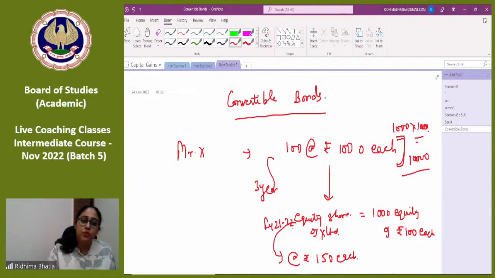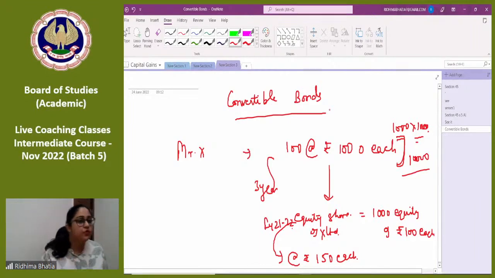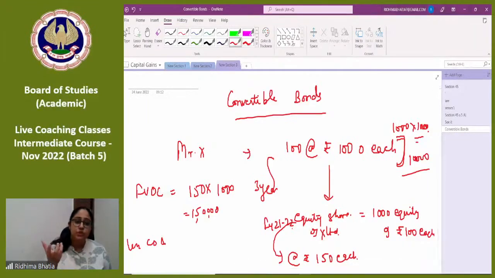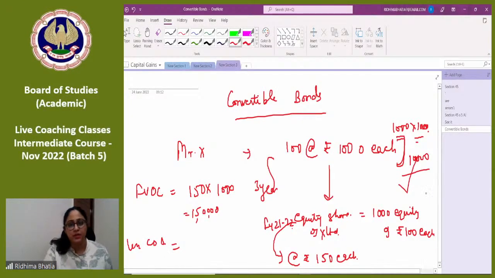Now the question comes, वही 3 question बार-बार खुद से पूछने: cost of acquisition, period of holding, full value of consideration. Now equity shares का full value of consideration क्या हुआ? 150 into 1,000. Correct? Cost of acquisition क्या हुआ? The cost of acquisition would be the cost of debentures, or the convertible bonds, because of those you have received that equity shares. For that equity shares, what actually price you paid? This 1 lakh only, right? अब वो आज equity shares हैं, but you had paid only 1 lakh.